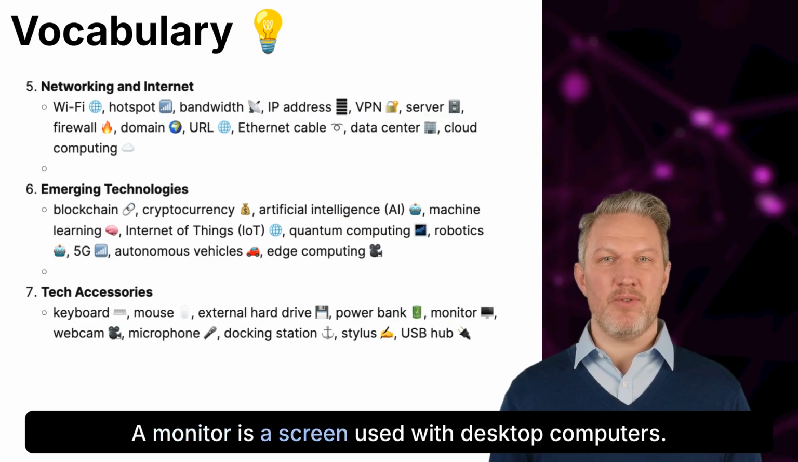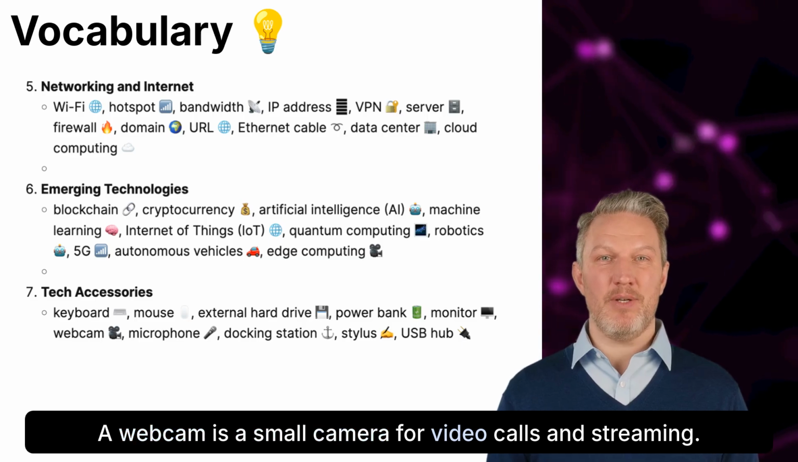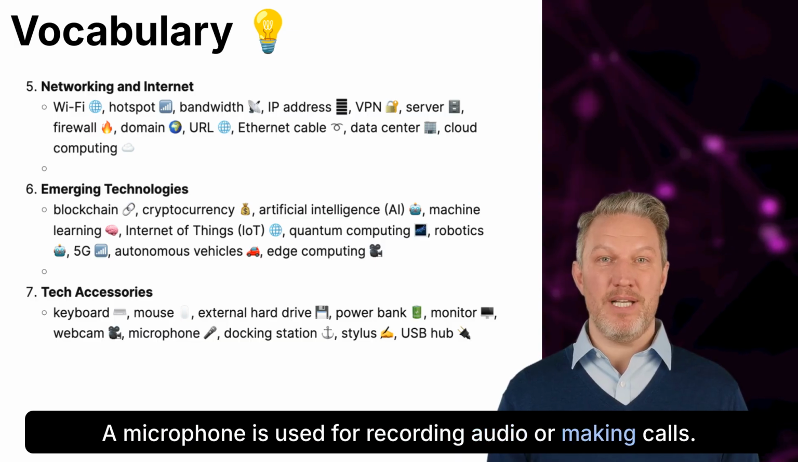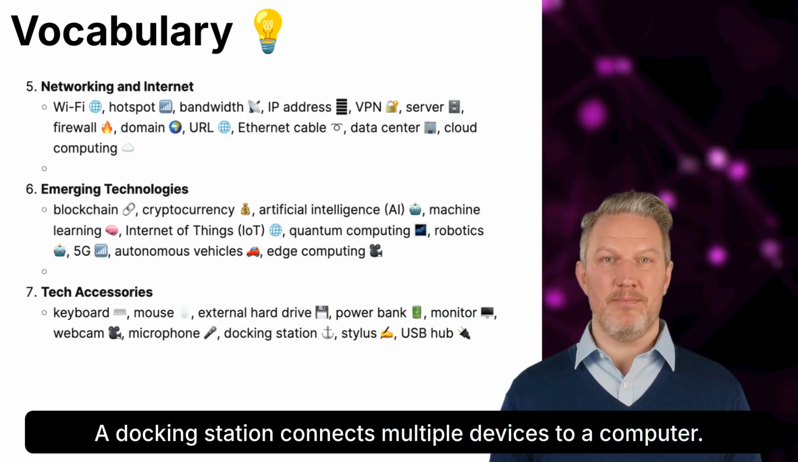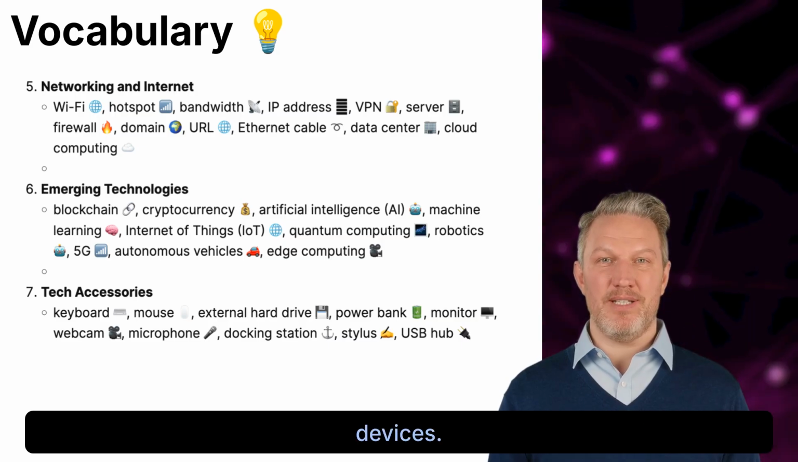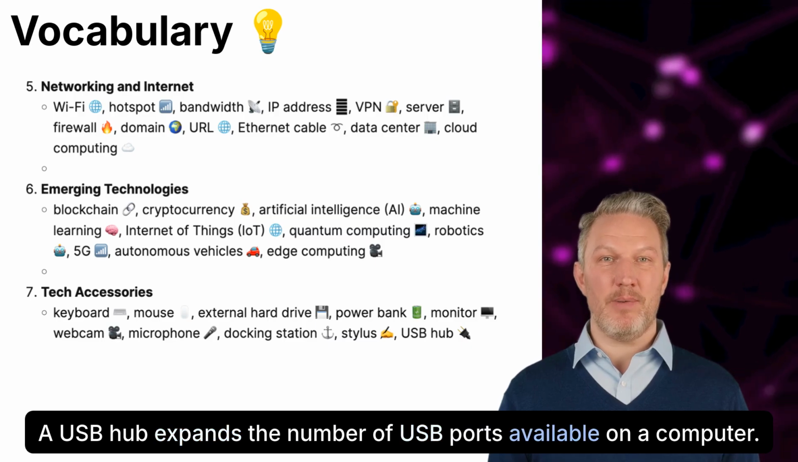A monitor is a screen used with desktop computers. A webcam is a small camera for video calls and streaming. A microphone is used for recording audio or making calls. A docking station connects multiple devices to a computer. A stylus is a pen-like tool for drawing or writing on touchscreen devices. A USB hub expands the number of USB ports available on a computer.